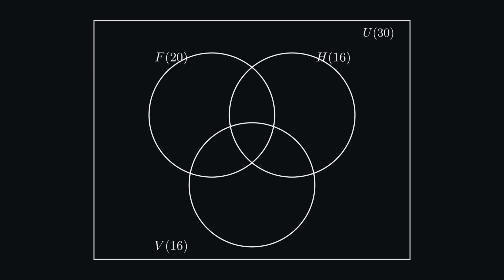Football and volleyball together total 15, but that includes the 9 who play all 3, so we subtract them, leaving 6. So football and volleyball only is 6.